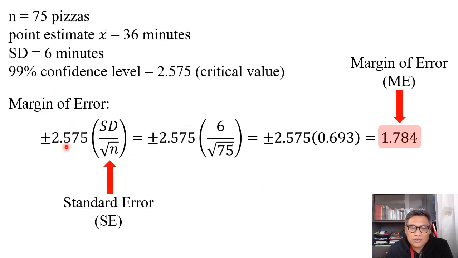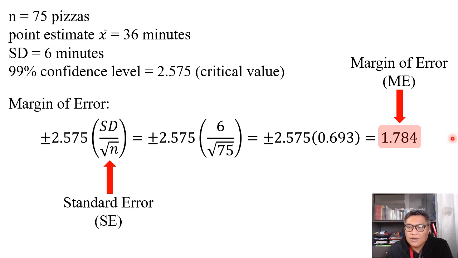So we start with the margin of error. Again, so you are guided. 2.575 at 99% confidence. Then substitute the standard deviation of 6 divided by the square root of your n, which is 75. Of course, the standard error is 0.693. Then multiply to the critical value. The result, class, is the margin of error. So this is the one that we need to add and subtract, in minutes, from the mean of 36 minutes.